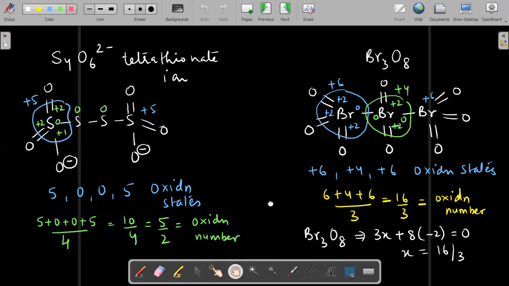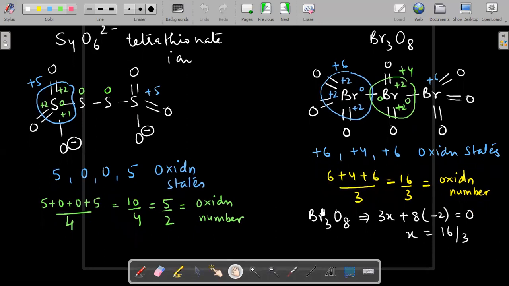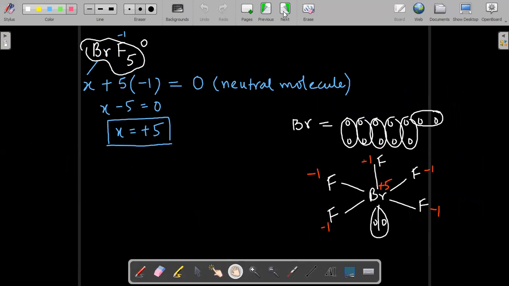थोड़ा सा ये ऊपर कर देती हूँ, this is visible. This is tetrathionate ion and tribromine octaoxide, Br3O8, simply bromine octaoxide. BrF5, यहाँ देखो I'm having only one bromine as the central atom, only one bromine, है ना. तो इसका जो वैल्यू आ रहा है +5, that is my oxidation state as well as the oxidation number.